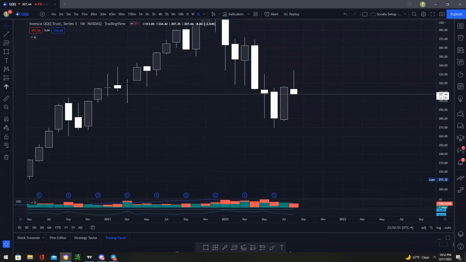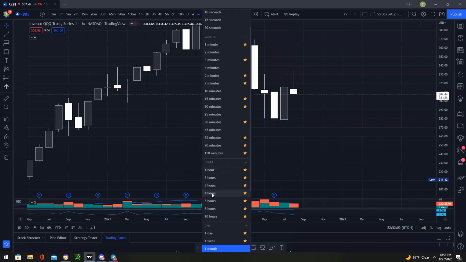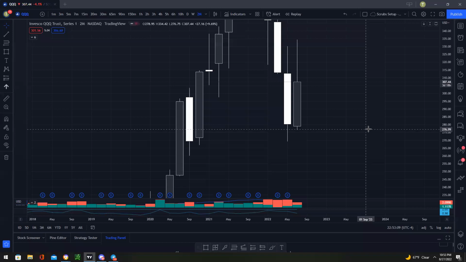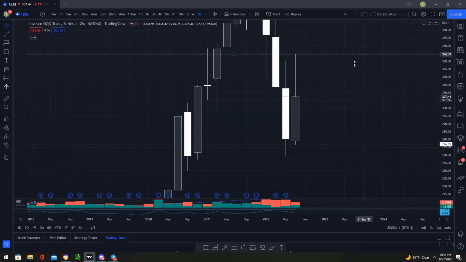So I'm going to write that in my notes. QQQ, monthly, gravestone. All right. So then, actually in this case, since we already know that, I want to just be quicker about it. So there's the low of the 2 month. There's the high of the 2 month.